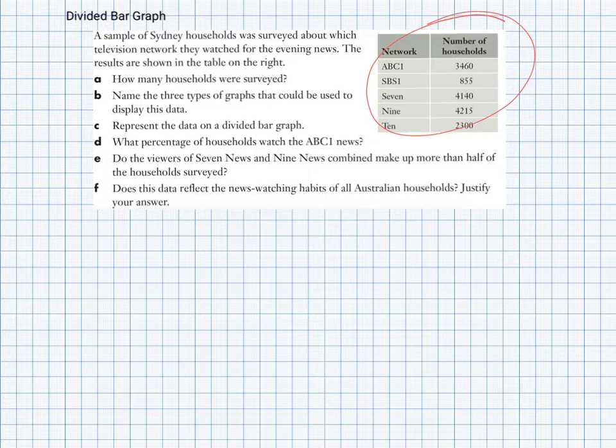Name how many households were surveyed. The first thing we need to do is add up all the households, and when we do that using our calculators we'll find that there are 1,490 households surveyed. And remember, when we're asked a word question we always write out a word answer. This number is going to become important, because this is what we're going to have to divide everything by.